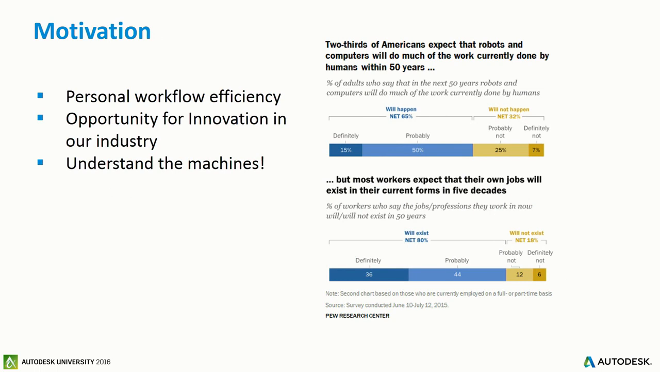So some motivation for why you'd want to do that. The first one is pretty simple, and that's increasing your efficiency. Anywhere where we can get a little bit more efficient in what we do, it turns into money, time's money in our industry. And so making those workflows more efficient, automation, that's what we're after. There's a huge opportunity for innovation in our industry.